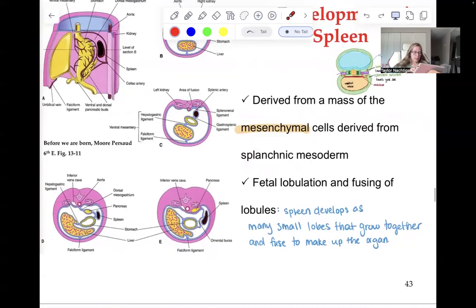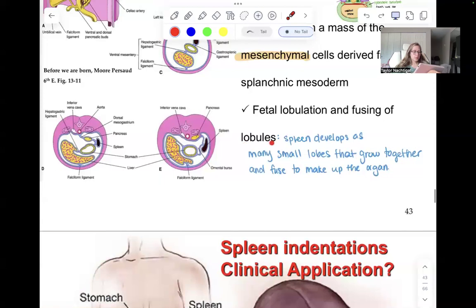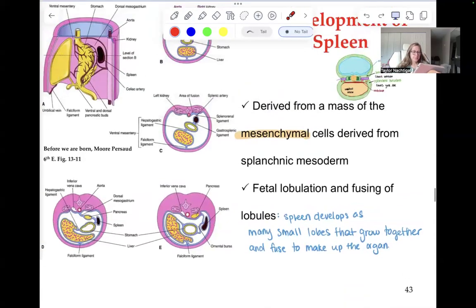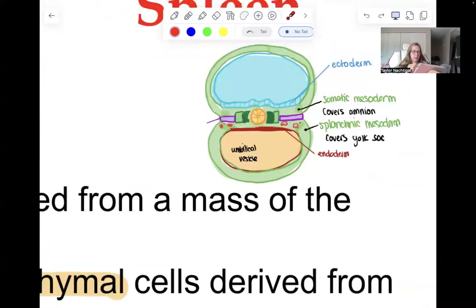What happens in the formation of the spleen is you start with all these little lobules of tissue. So the spleen develops as many small lobes that eventually grow together and fuse to make the organ. I have my little tissue reminder here. We've got somatic mesoderm here, splanchnic mesoderm here, to the bottom.